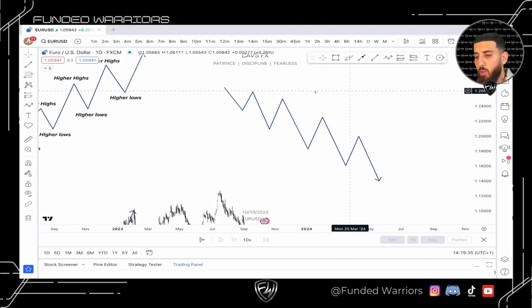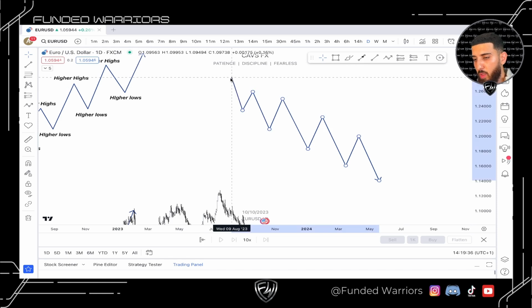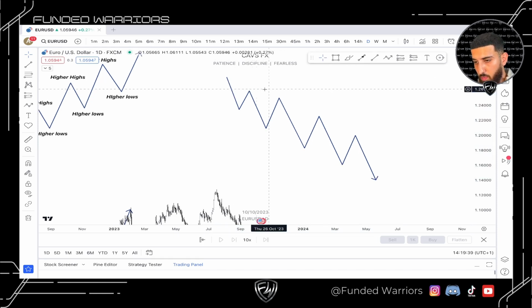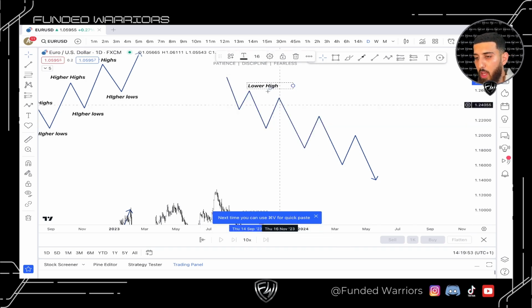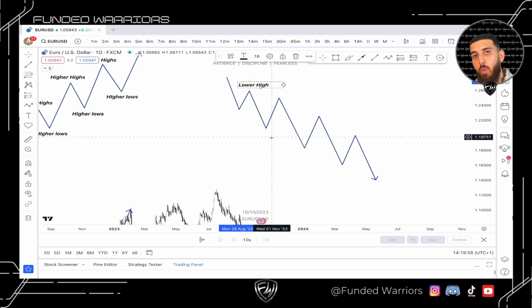So what is price doing at this point? We can see that price at its highest was here. Let's just mark this out for everyone. We call this point right here a lower high. Why do we call this a lower high? Because this was the highest point price was at before it went downwards.